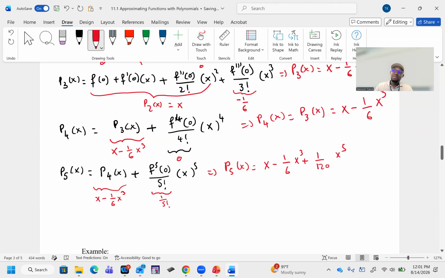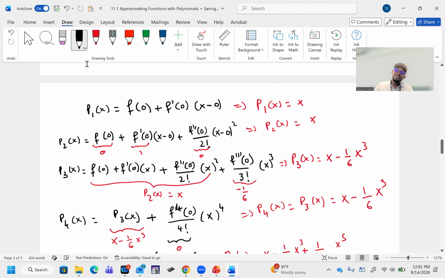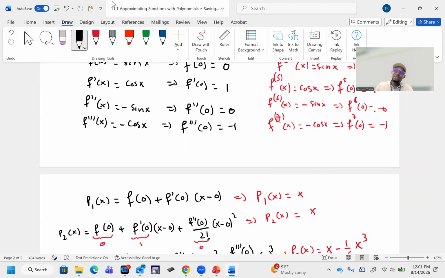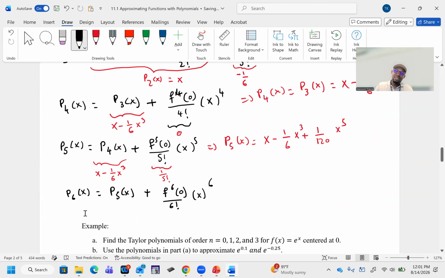You can guess p sub 5 and p sub 6 will be the same thing, right? Why? Because to find p sub 6 of x, it will just be p sub 5 of x plus the sixth derivative of f of 0 divided by 6 factorial times x to the power of 6. And the sixth derivative of f of 0 is 0. So this one would become 0.